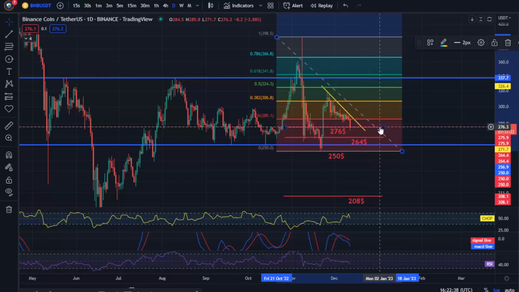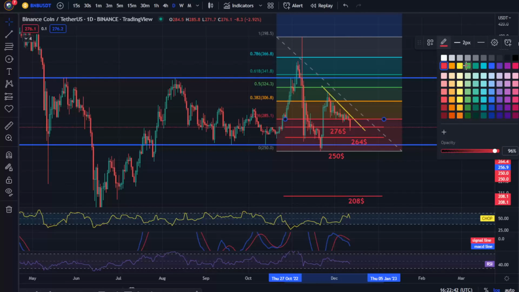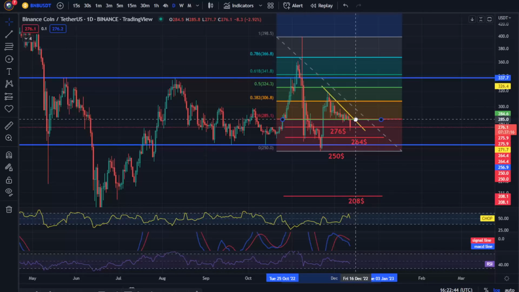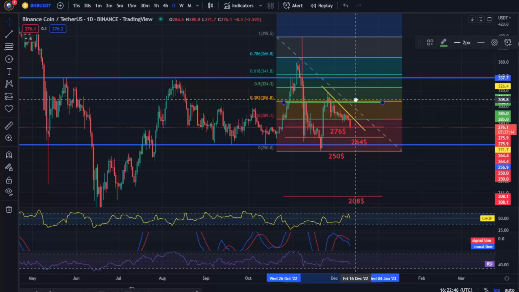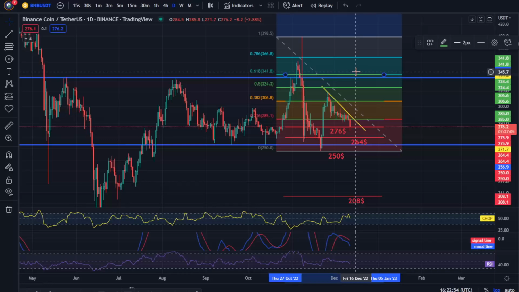Looking the other way, we can mark the resistance points for the price in the same way, and as you can see, we have the first resistance at $285, the second at $307, the third at $324 and the fourth at $342, which is also above the upper limit of the current channel.